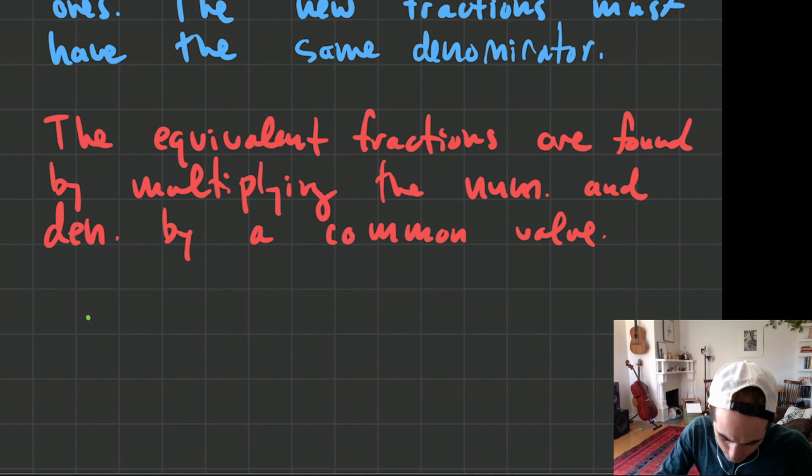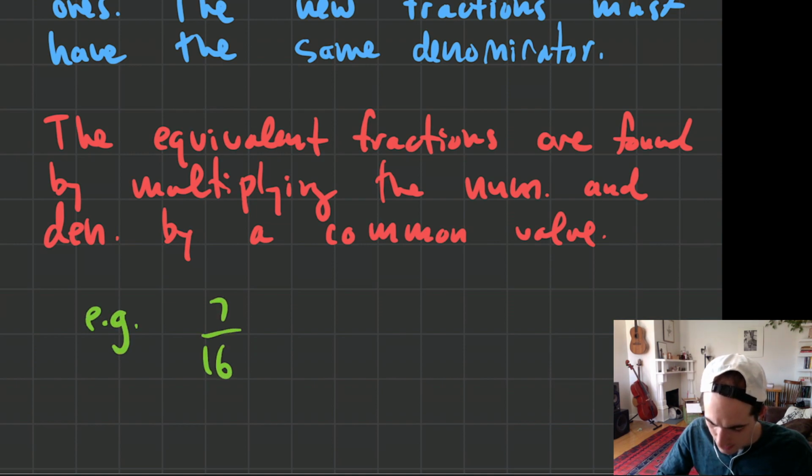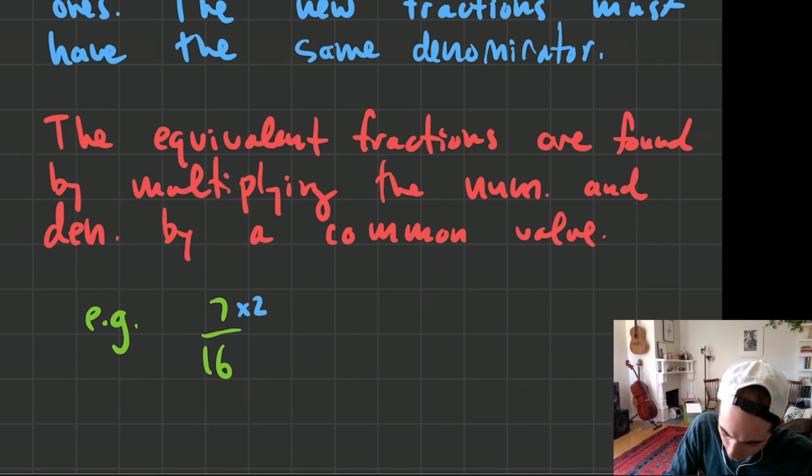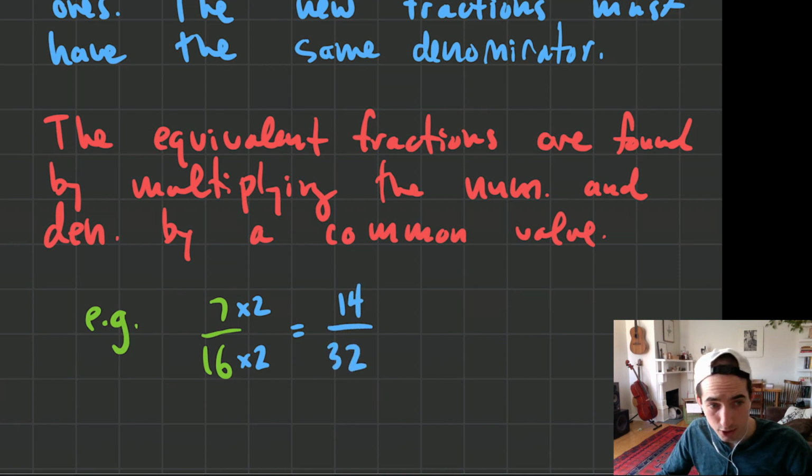So for example, right, let's say I want to write 7/16 as a different fraction. Well, I can just choose any number that I want, except 0. 0 always has that extra case. And we wouldn't want to use 1 either, because 1 wouldn't change the fraction. So let's make it just easy for ourselves. Let's do 2. Okay, so this is equal to, well, 7 times 2 is 14, and 16 times 2 is 32.